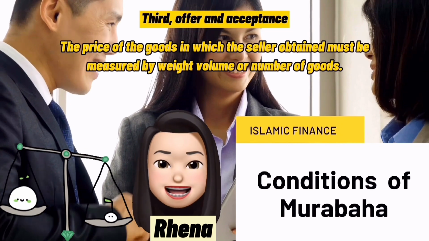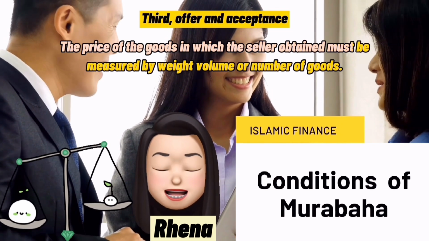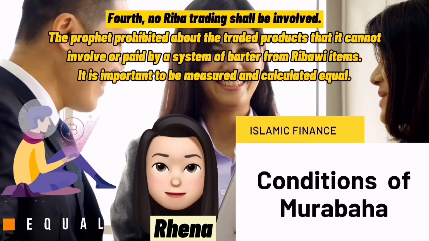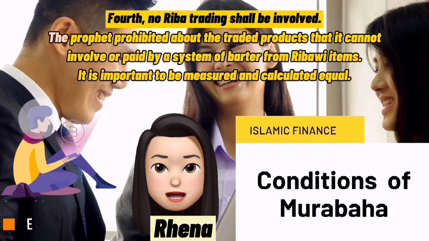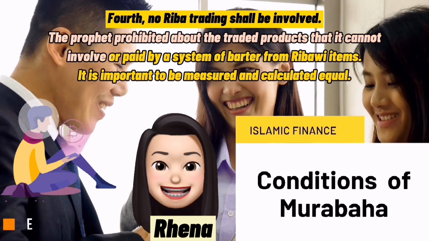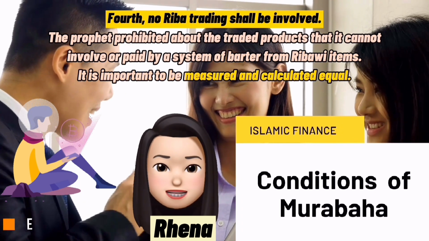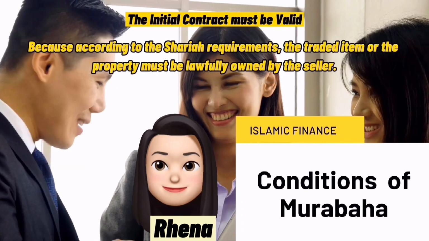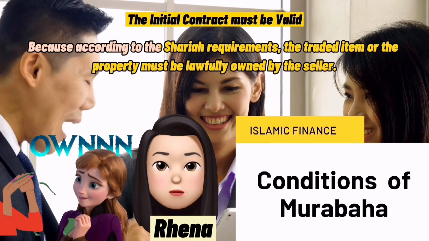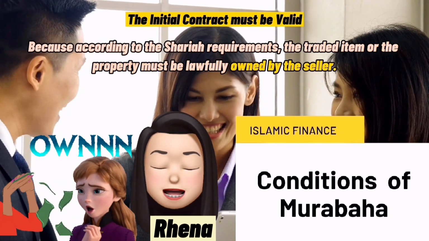Third, offer and acceptance. The price of the good which the seller obtained must be measured by weight, volume, or number of goods. Fourth, no riba trading shall be involved. The profit cannot involve or be paid by a system of barter from ribawi items. It is important to be measured and calculated equal. Fifth, the initial contract must be valid because according to the Sharia requirements, the traded item or the property must be lawfully owned by the seller.